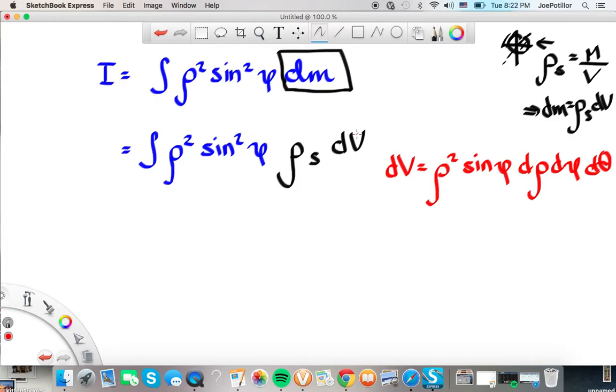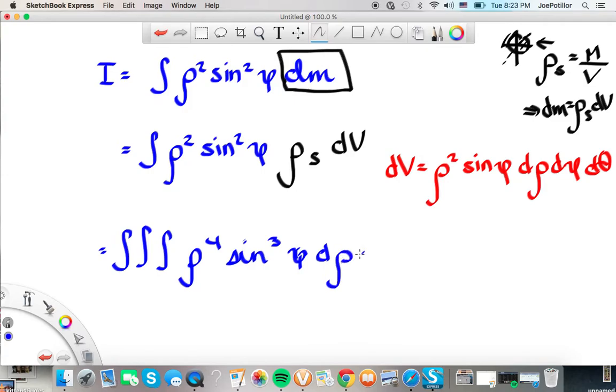So we're going to take our dV and change that into this hideous expression and start combining stuff together. So instead of a single integral, this becomes a triple integral, or the sum of 3 instead of the sum of 1. The integral of rho squared times rho squared is rho to the 4th. Sine squared phi times sine of phi is sine cubed of phi. d rho, d phi, d theta.